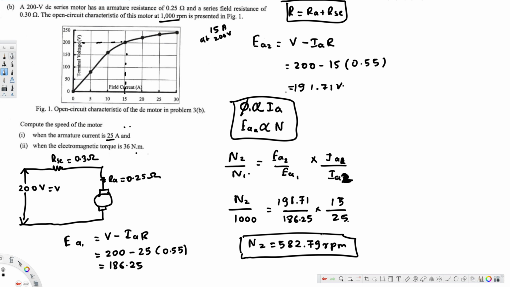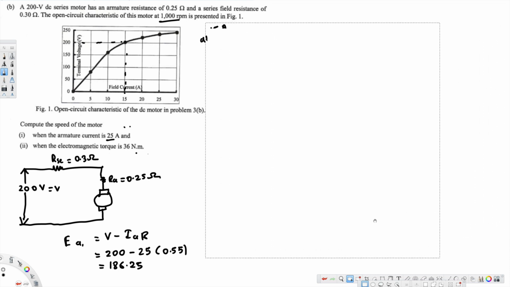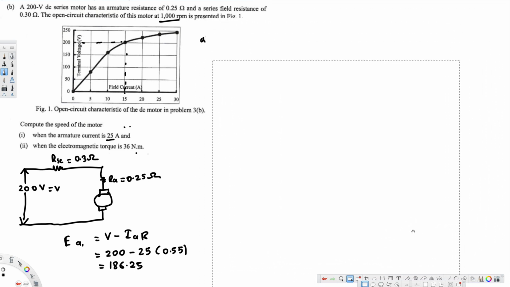That's it for the first part. Now let's look at the second part. The second part is asking what is the speed of the motor when the electromagnetic torque is 36 Newton meter. Let's get rid of all these things. 36 Newton meter.